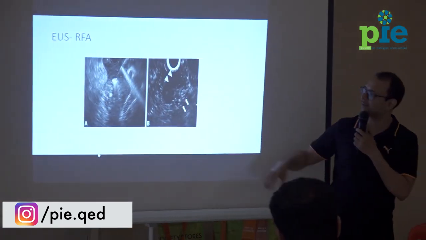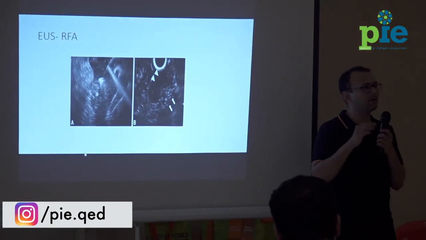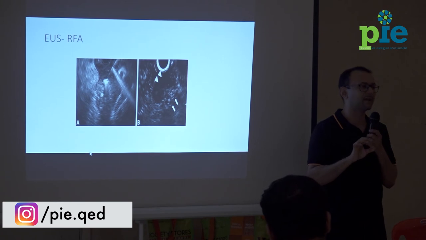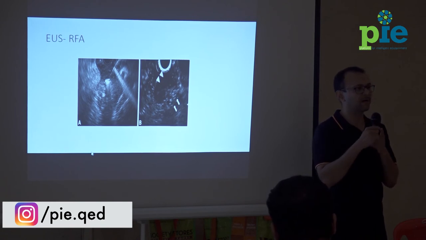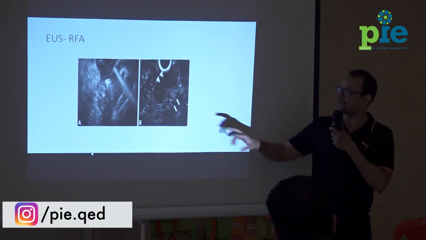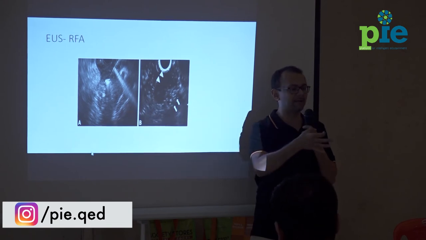So what happens in this is very simple. You can access the pancreas very easily. We have a special probe called the Habib probe, and other companies also make it. It's got a radiofrequency tip, so we only have to puncture the tumor at the center of the tumor.